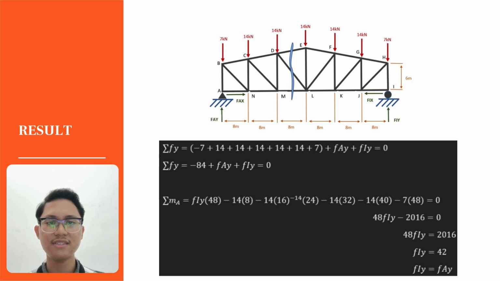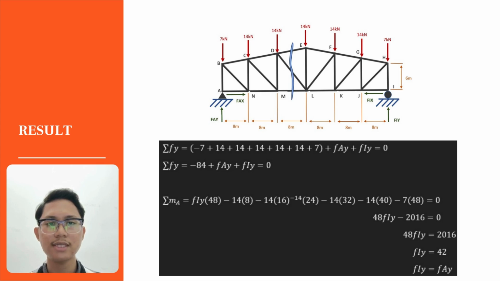Based on the question, first things first, we must find the equation of Fy. Summation Fy equal to negative 7 plus 14 plus 14 plus 14 plus 14 plus 14 plus 7 plus Fay plus Fiy equal to 0. Summation Fy equal to negative 84 plus Fay plus Fiy equal to 0.